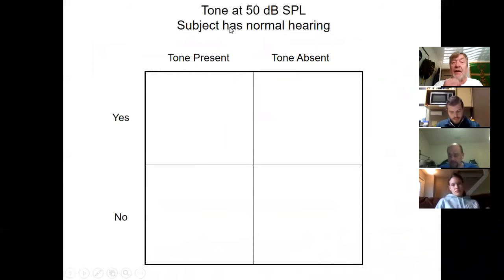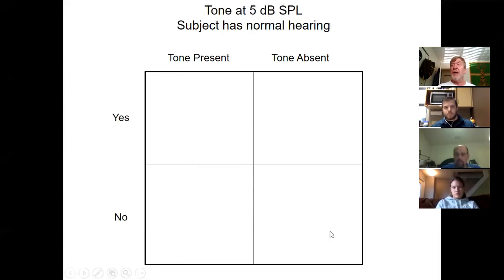Last week we talked about people's responses to tones. We said if we had 100 trials, and in 50% of the trials the tone was present, and 50% of the time the tone was absent, and let's say you could hear all the way down to 0 decibels, so you had really good hearing, and the tone was always kept at 50. Well, every time the tone was present, you'd say yep, you'd have a true positive. And every time the tone was absent, you'd say nope, I didn't hear it. True negative.